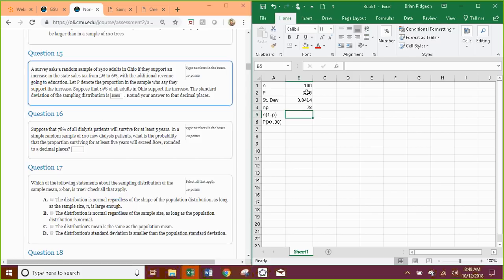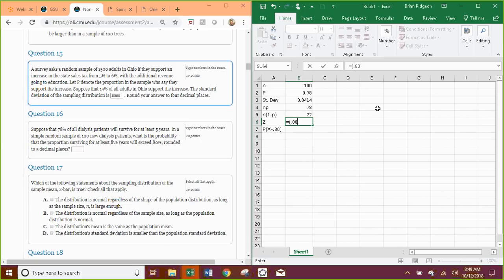So if we do n times P, we get 78. If we do n times 1 minus P, we get 22. They're both at least 10. So we know the sampling distribution of this sample proportion is approximately normal. So we can answer these probability questions using normal cdf. So in order to use normal cdf, though, we need to calculate a z-score. So let's look at z. If you remember from our formula, it's going to be x minus the mean over the standard deviation. So in this case, our x value, if you look below, is 0.8.